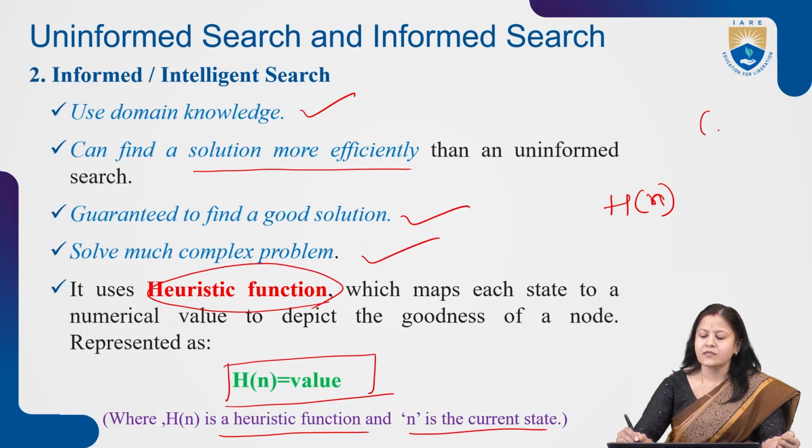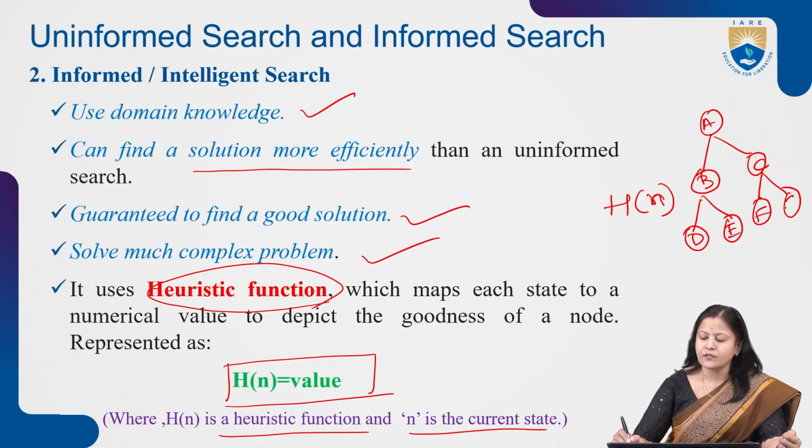For example, if I say this is my search tree, and these are the nodes A, B, C, D, E, F, G. Now, for example, the heuristic value of H of C is equal to 2, H of B is equal to 3. This is my starting node, and F is my goal node.